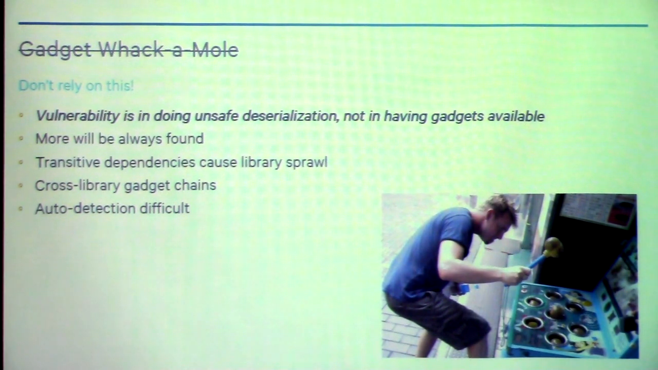You're often going to find gadget chains that combine things across different libraries, so who's going to fix that? It's really hard to find these things in an automated manner. I've tried to write tools, and it's not easy. You have to do some non-trivial data flow stuff. So, yeah, don't rely on this.